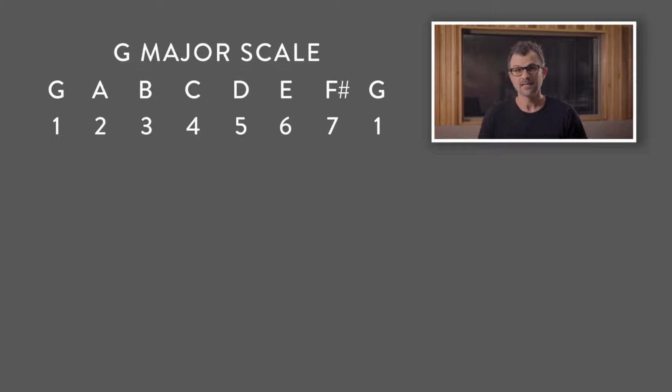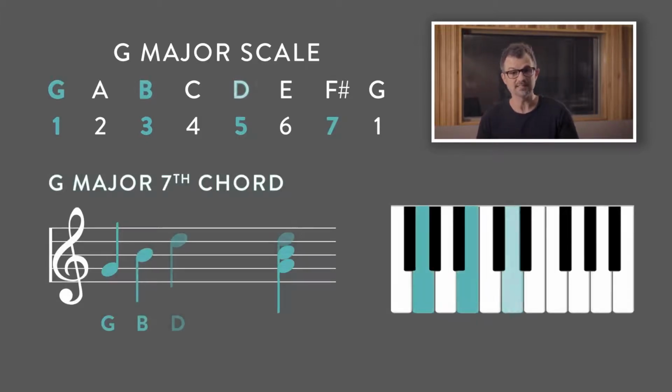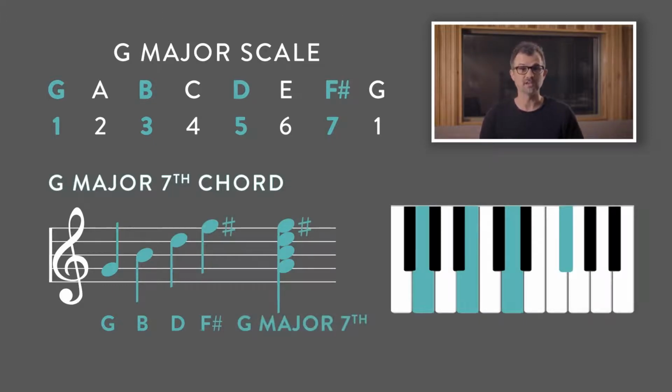Let's look once more at the key of G as well to do the same exercise for the major 7th chord. Here are the notes in the G major scale. We see here that the 1st, 3rd, 5th, and 7th notes of the G major scale are G, B, D, and F sharp. These notes combine to make up the G major 7th chord.